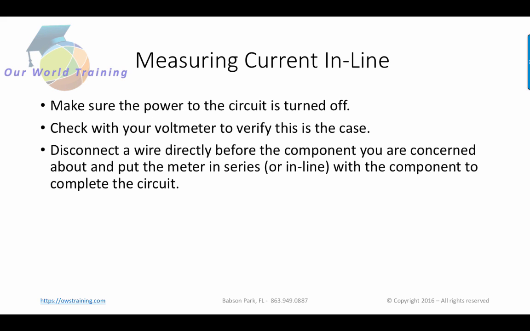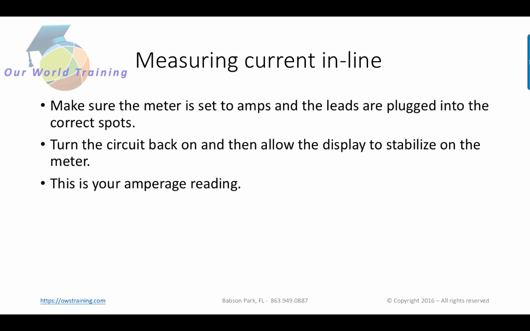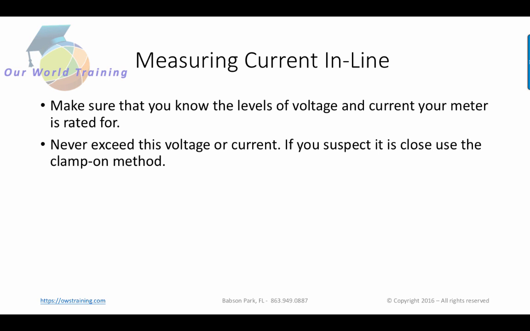Okay, make sure the power circuit is turned off. Check your voltmeter to verify that this is the case. Disconnect a wire directly before the component you're concerned about. Put the meter in series with or in line with the component to complete the circuit. Make sure the meter is set to amps and the leads are plugged into the correct spots. Turn the circuit back on and allow the display to stabilize on the meter. Take your amperage reading.